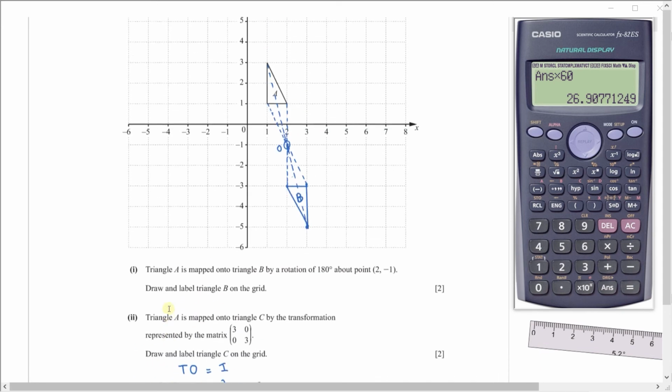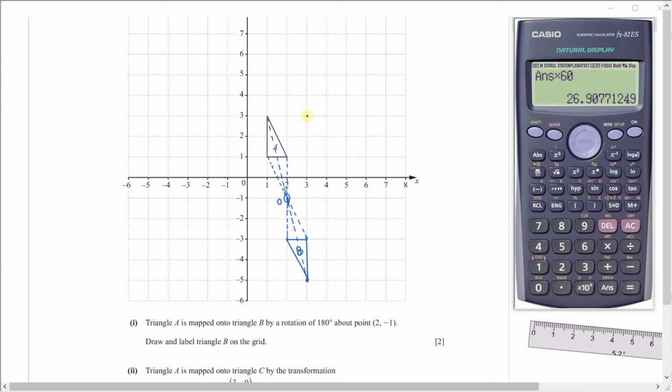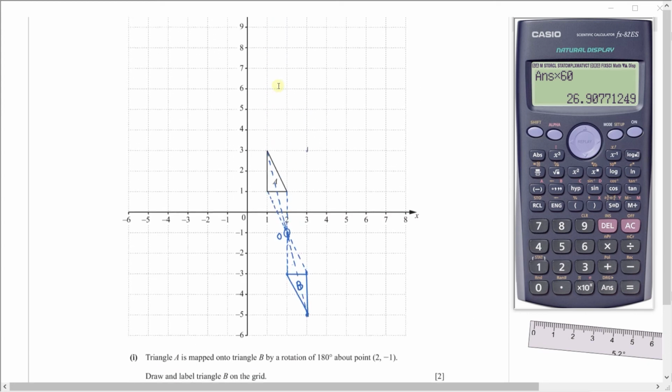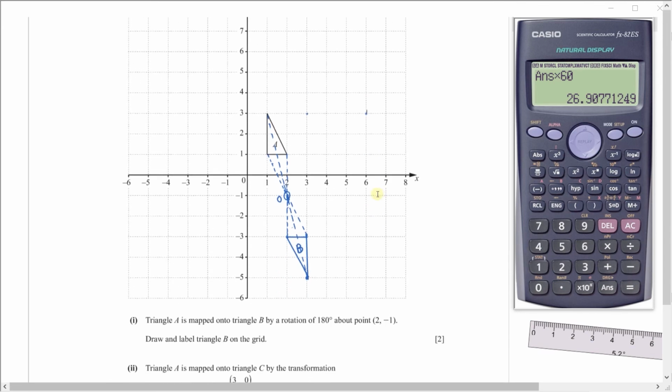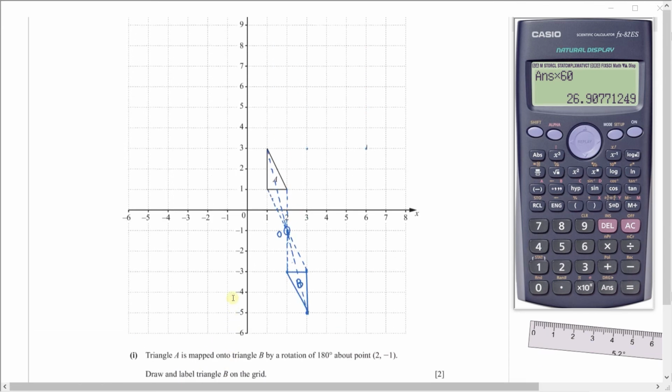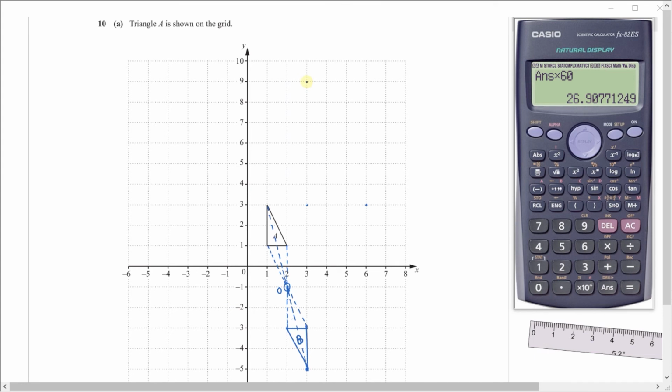So let's mark them. 3 3 will be this here. Then you have 6 3, 6 3 will be this. The last one is 3 9, 3 9 will be this. So now let's join these to form our triangle C. So this will be our triangle C.